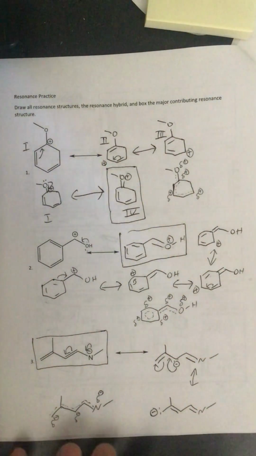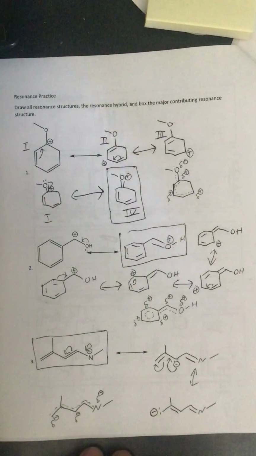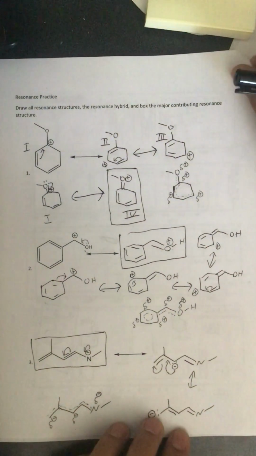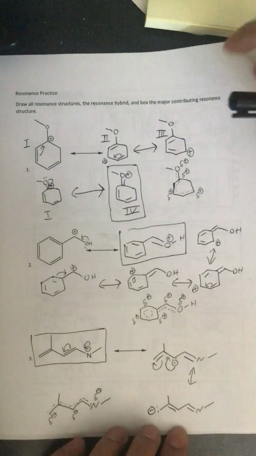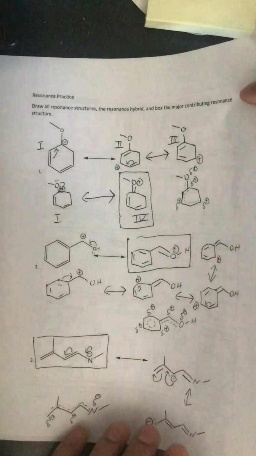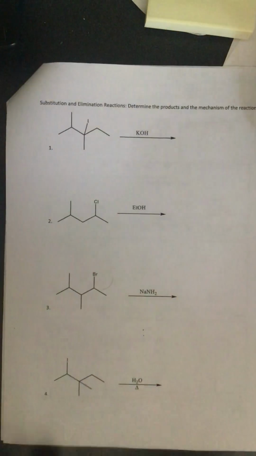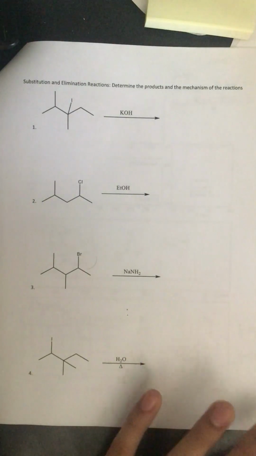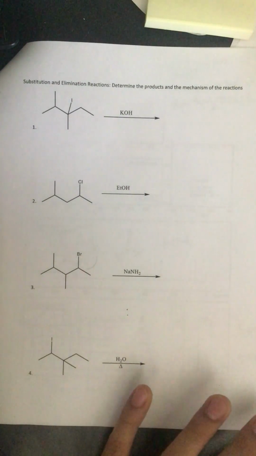Quick rule of thumb, in the major contributing resonance structure, the charge is always on a heteroatom. But knowing the octet rule rules and knowing the electronegativity will give you the tools to be able to figure out if there are multiple electronegative or heteroatoms. All right, this is just some SN1, SN2, E1, E2 practice.